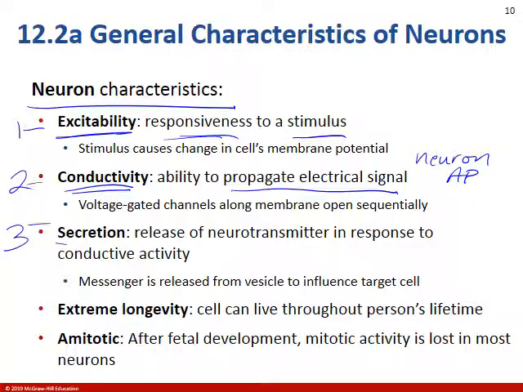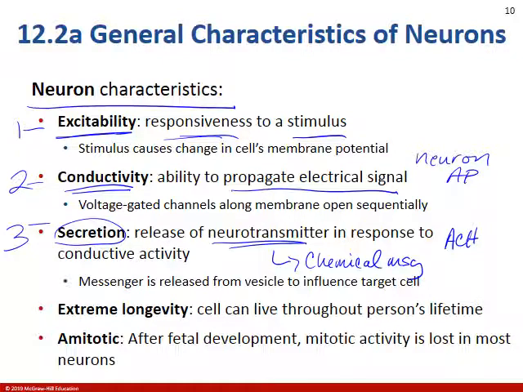3, they have the ability to secrete neurotransmitters. Remember, neurotransmitters, that was the chemical messenger. So that was acetylcholine released from the neurotransmitter in order to turn a neuron action potential into a muscle action potential. 4, they can live a very long time, 100+ years.